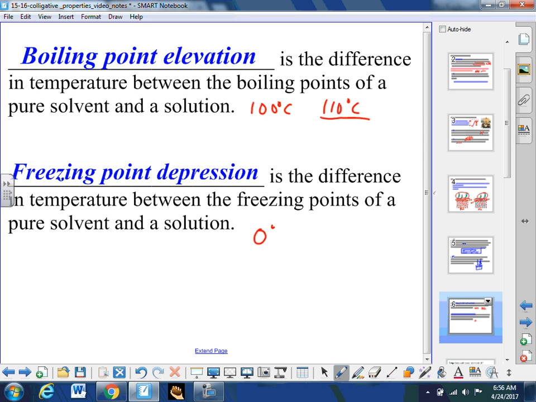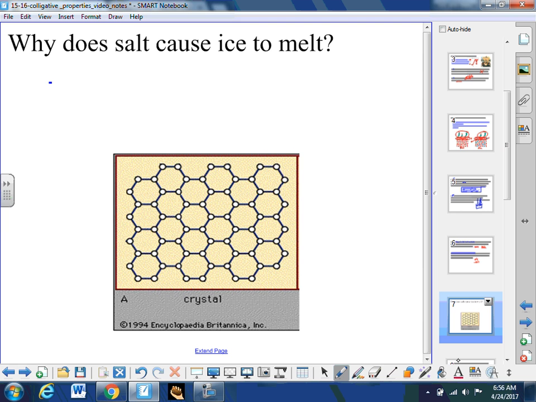So pure water freezes at 0 degrees Celsius, but a solution of a non-volatile solute might freeze at, say, -40 degrees Celsius. And so that would be the freezing point depression, 40 degrees Celsius. Why does salt cause ice to melt? In other words, why does it lower the freezing point?